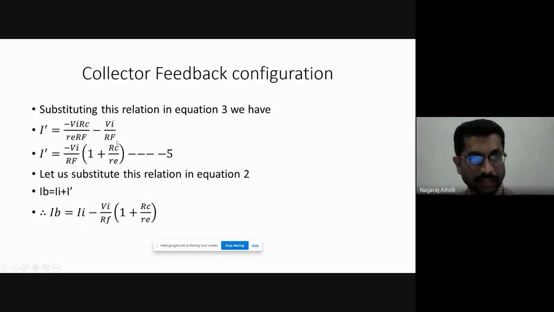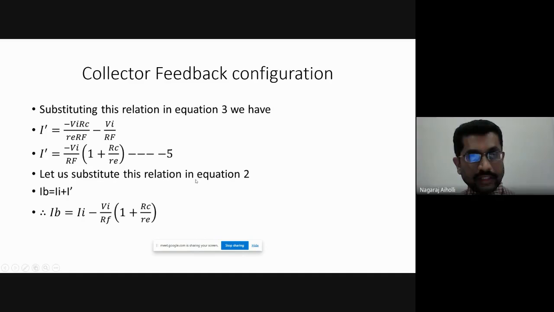Or I dash is equal to, if I take minus VI by RF common, 1 plus RC by RE. I am taking minus VI by RF as the common factor. This is multiplied by 1, this term is 1, then the other term will be RC by RE, because the minus I am taking outside. Therefore, I dash is equal to minus VI by RF into 1 plus RC by RE. Take it as equation 5.